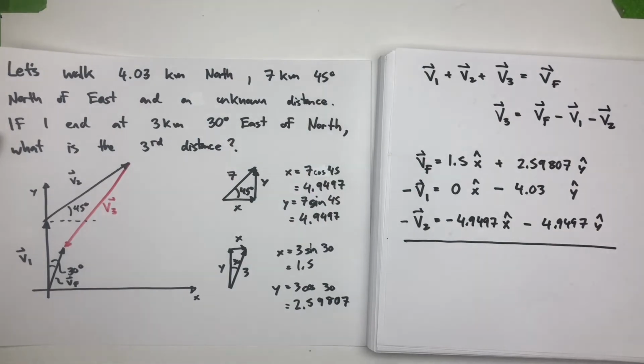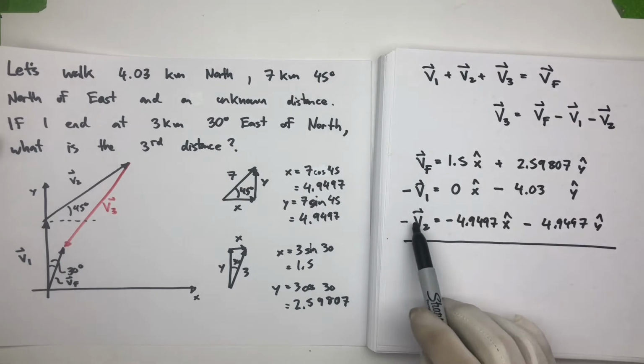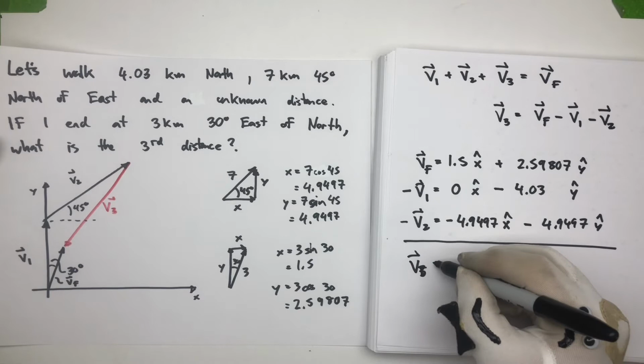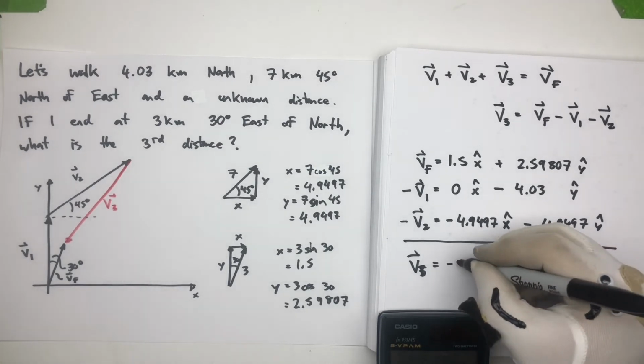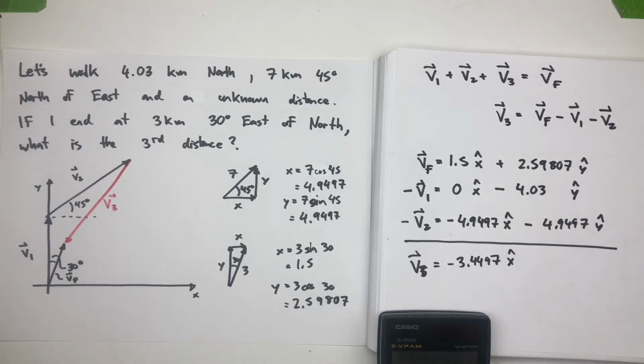Now I just have to add these numbers, and I'm all good to go. I've made the equation of v final minus v1 minus v2. It's right there, so I'm just going to solve for it now, and that should equal my v3 vector. So let's do it. 1.5 minus 4.9497 is equal to negative 3.4497 x hat. And in the y direction, 2.59807 minus 4.03, and then minus 4.9497.